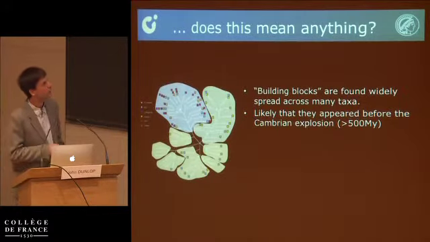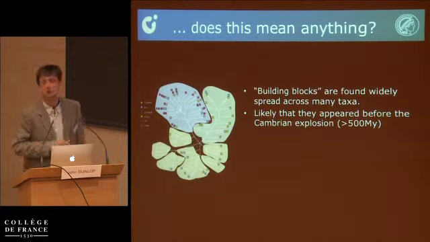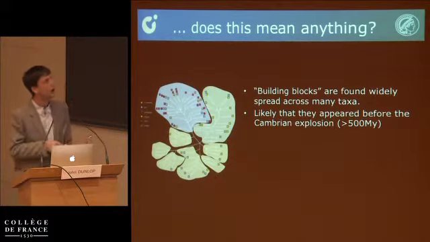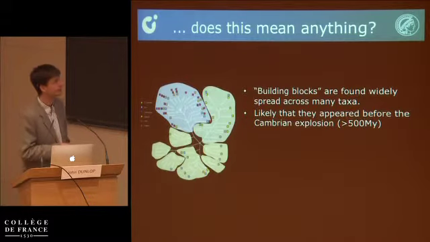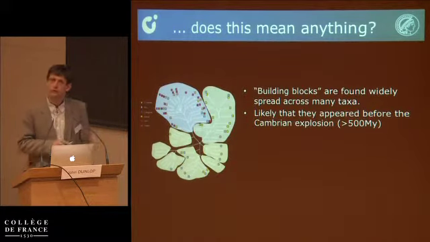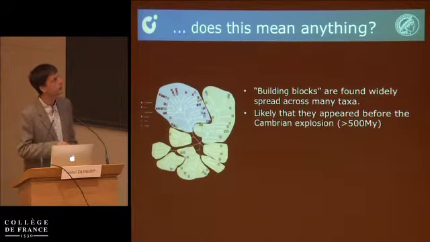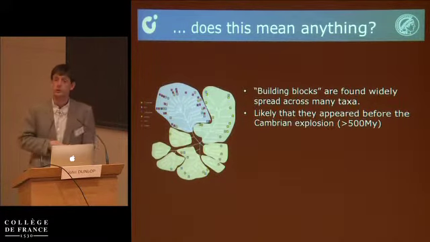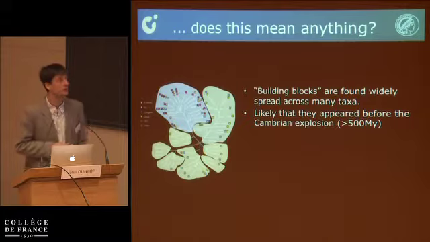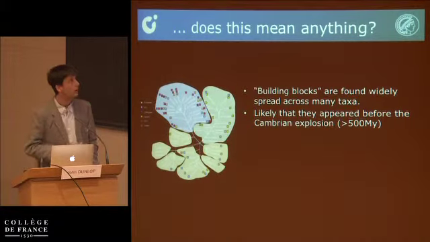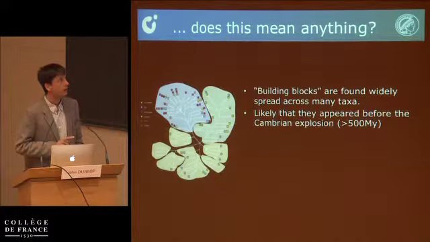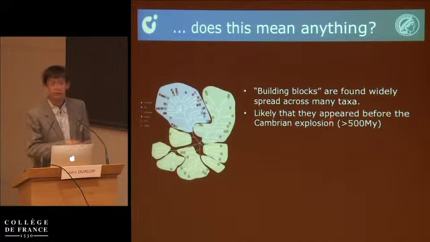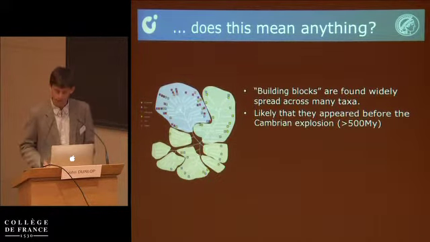And the first thing is that these building blocks that I'm talking about, these component materials, are spread across many taxa. So that's the first thing. And what's interesting is if you look in the literature and see when these different groups appeared, it's quite likely that these building blocks appeared before the Cambrian explosion. So what the consequence of this is that over about 500 million years, the building blocks haven't changed.